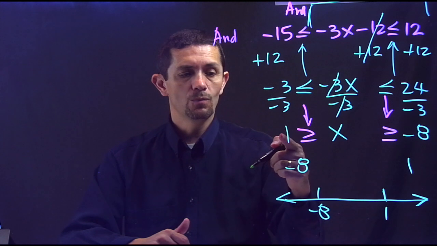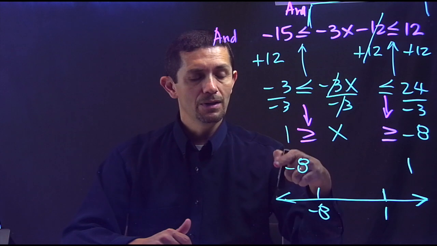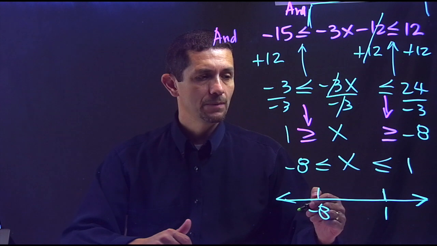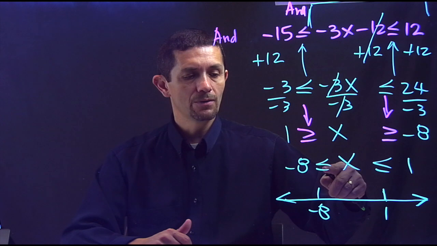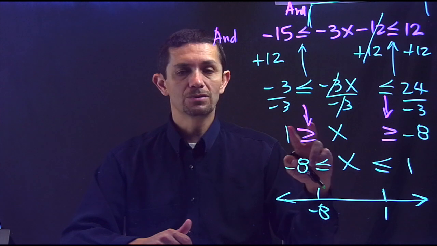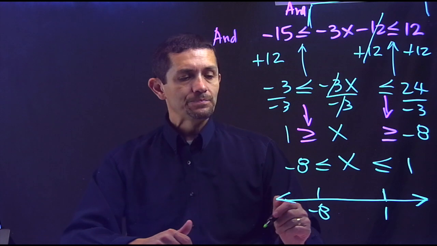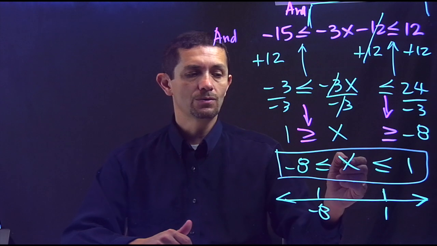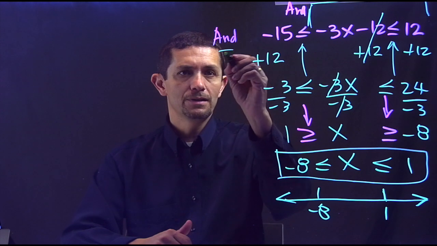Because I solved it and the 1 is on the left and the negative 8 is on the right, I have to flip the whole thing. I bring the negative 8 here and I have to bring it with the symbols. If you notice, x is greater than or equal to negative 8. So when I'm flipping an inequality, I have to make sure that I flip all the symbols as well. I bring the values, but I flip the symbols. So here's my answer: negative 8 is less than or equal to x, which is less than or equal to 1. X is in the middle. So again, this is an and inequality.